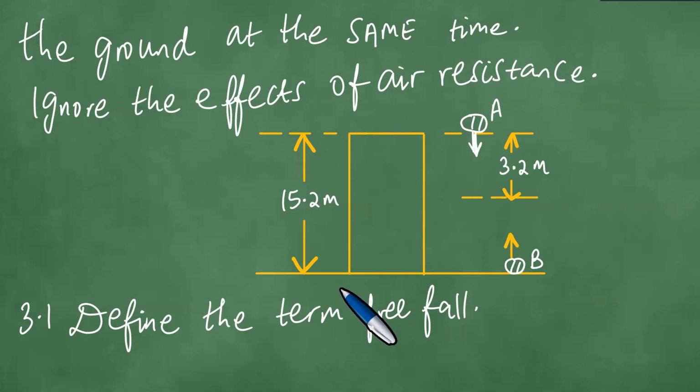After a while, these two balls hit the ground simultaneously. A goes down, B goes up, but they strike the ground at the same time. How magical is that? B is thrown up, A is released from rest, but they happen to hit the ground at the same time.